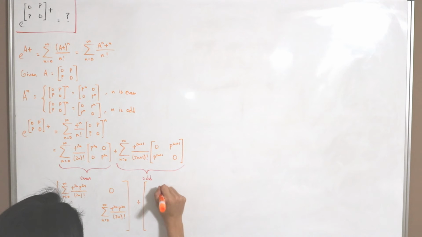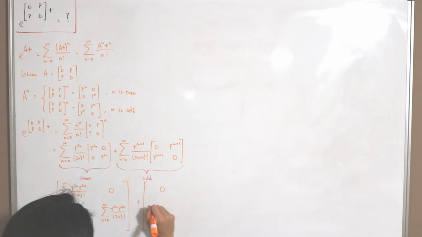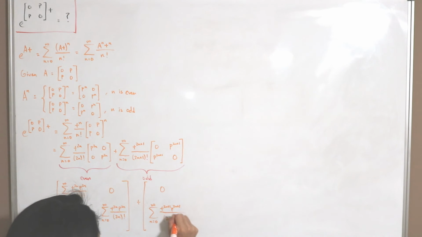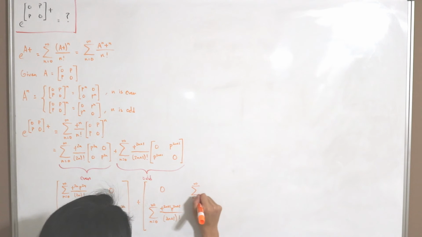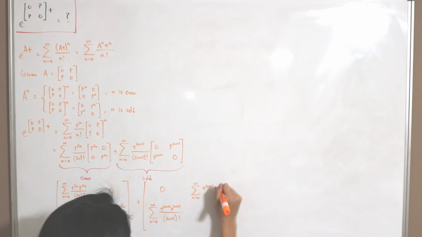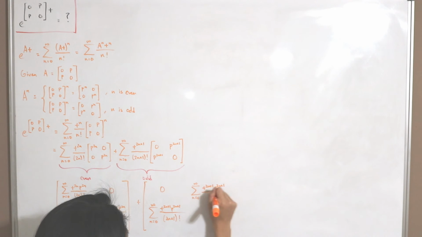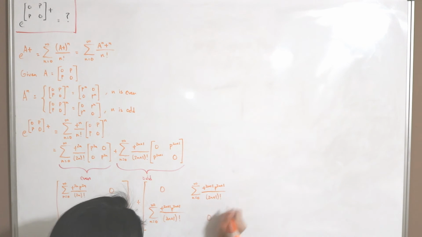So then over here, this will be 0, then this will be the infinite sum, n equals 0, t to the 2n plus 1, then p times p to the 2n plus 1, divided by 2n plus 1 factorial. Over here is the top right corner, that entry is going to be the same thing. The infinite sum, t to the 2n plus 1, then times p to the 2n plus 1, and then 2n plus 1 factorial. This will be 0.